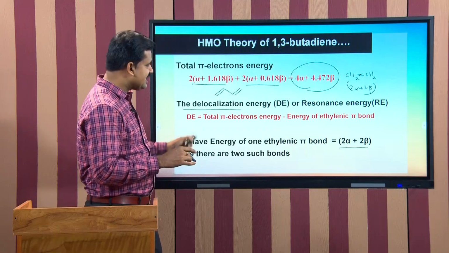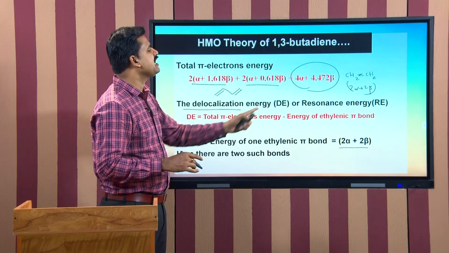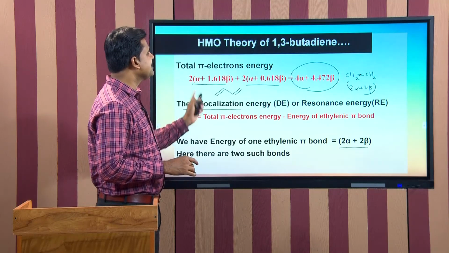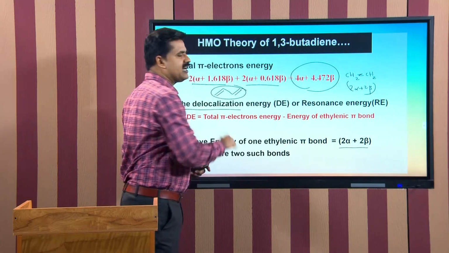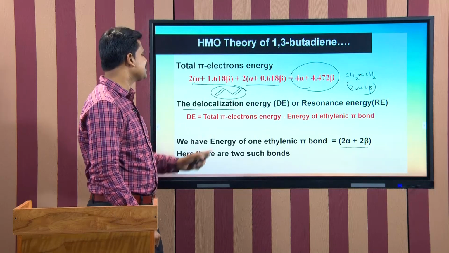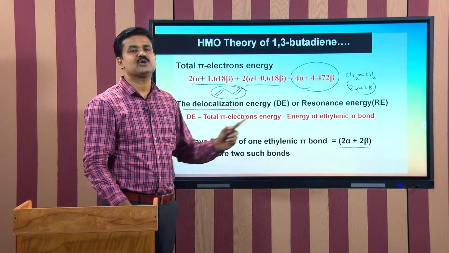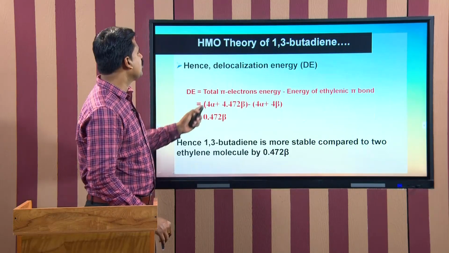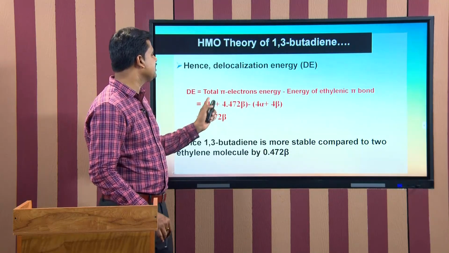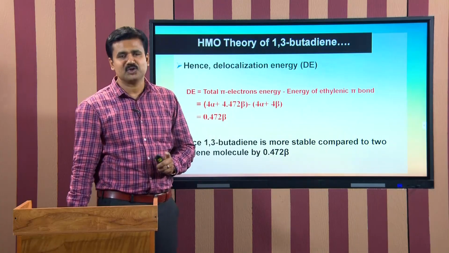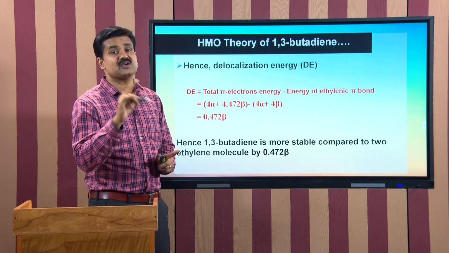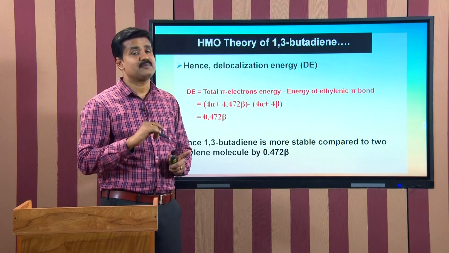Therefore, in ordinary butadiene there are two ethylenic pi bonds. Therefore, to get to the delocalization energy of ordinary butadiene, we have to use this expression. Delocalization energy is equal to total pi electron energy minus energy of ethylenic pi bond. Total pi electron energy, we proved, is 4 alpha plus 4.472 beta, minus the energy of 2 ethylenic pi bonds, because 2 ethylenic pi bonds are present in ordinary butadiene.